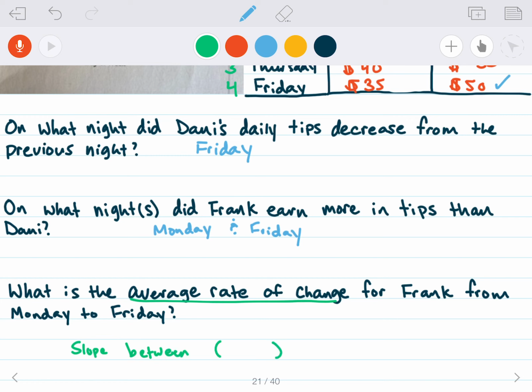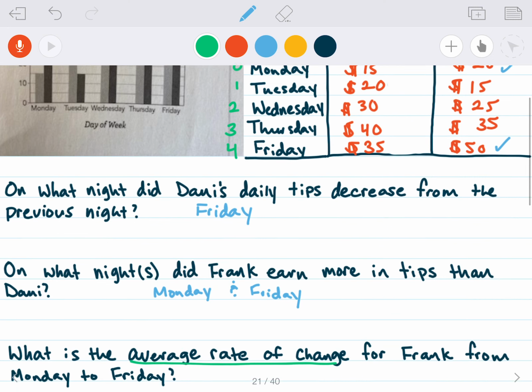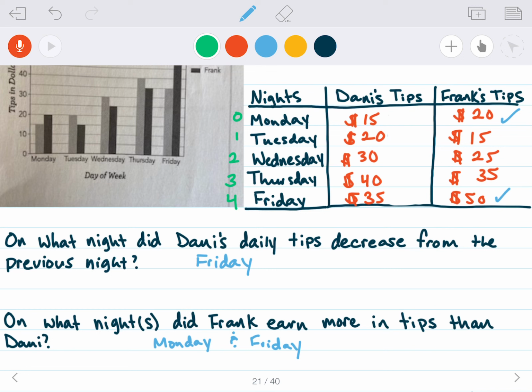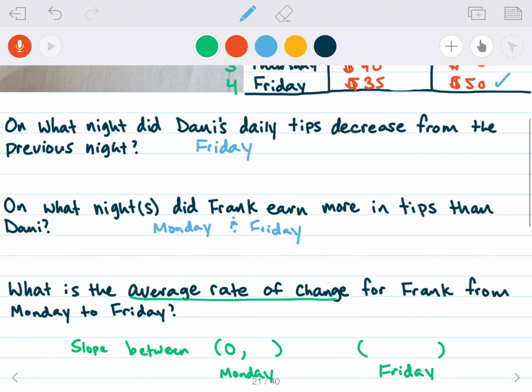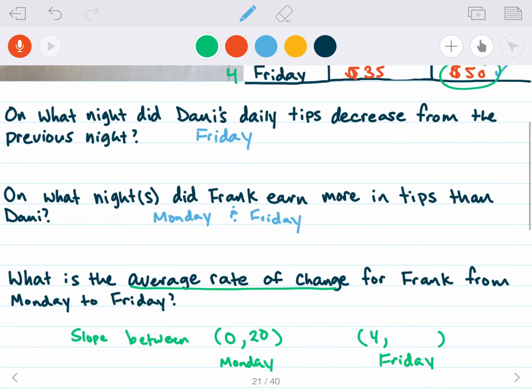The first point is represented by Monday, and the second point is represented by Friday. So, as we said, each of these days is going to correspond to a number. So, Monday, the first number in our ordered pair is 0, and the amount that Frank made on Monday was 20 bucks. So this is going to be 0, 20. On Friday, which is day 4, he made 50 bucks. So that's our output value for Friday.